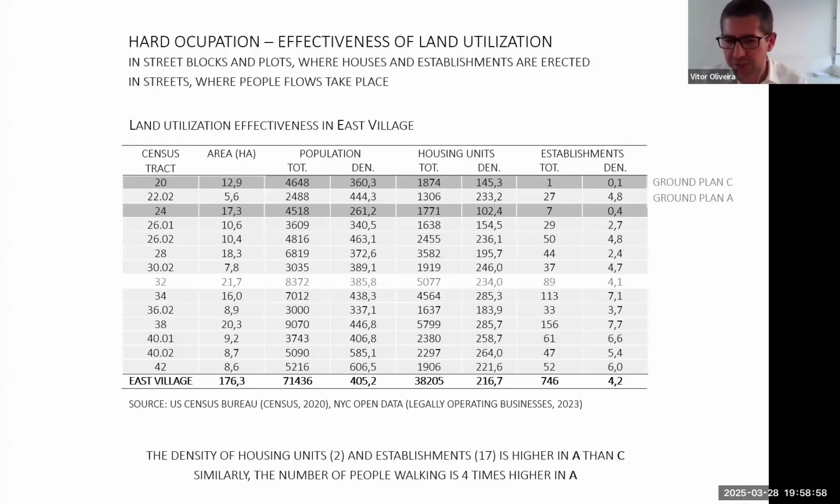The density of housing units and establishments is higher in A than in C, but also the number of people that walk through the streets of a ground plan A is 4 times higher than that which walks in ground plan C.